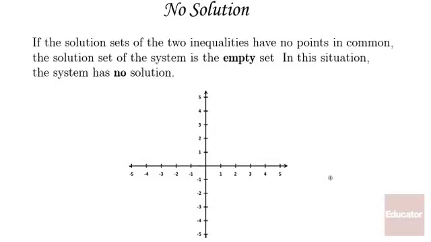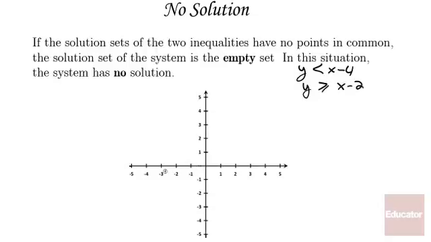You may come across a situation where there is no solution to a system of inequalities. And this is because the two inequalities may not have any points in common. Remember, the common points in each of the solution sets comprise the solution set for the system of inequalities. If the two inequalities have no points in common, then the solution set of the system is the empty set. For example, let's say I'm given y is less than x minus 4 and y is greater than or equal to x minus 2.